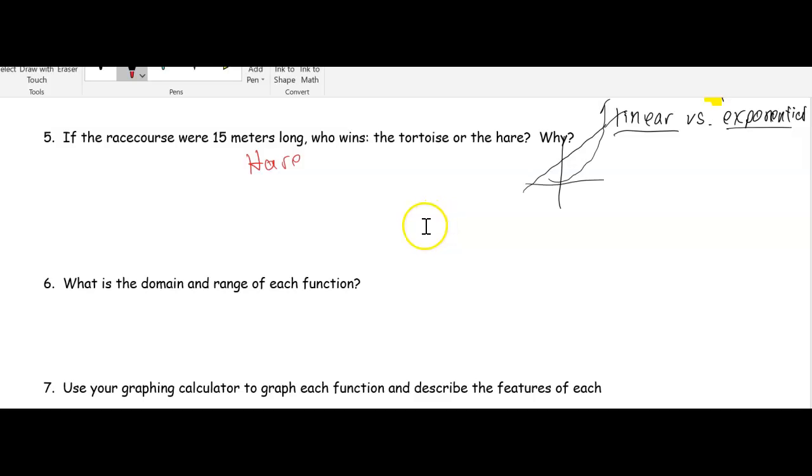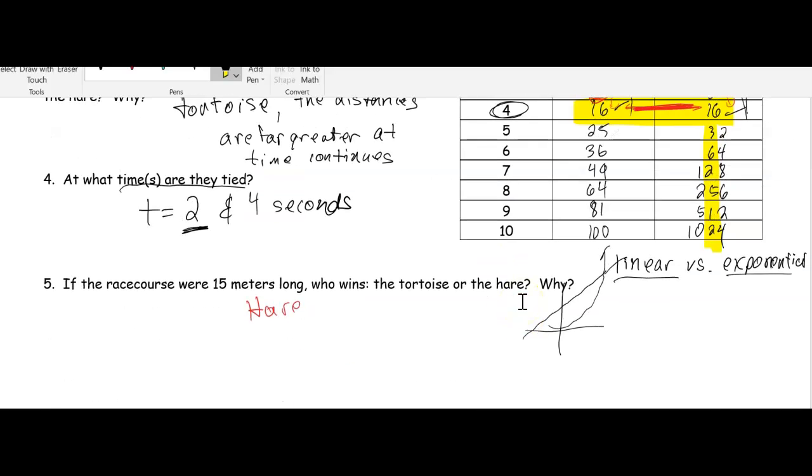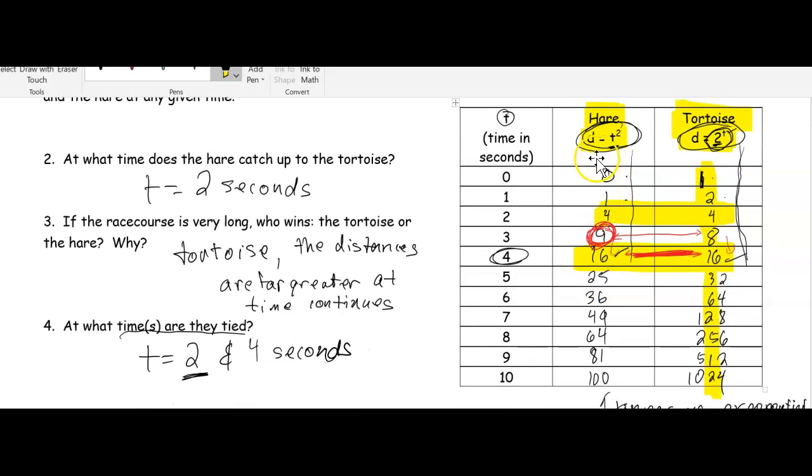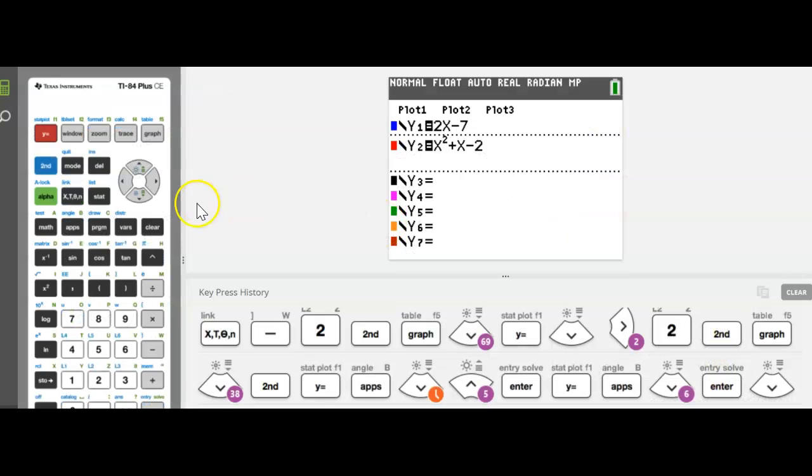All right, so now number 6. This is asking what is the domain and range of each function. So what we want is the actual function itself, not just your table. The table stops at 10, but we want the actual function. So if we look at this quadratic equation, try to do these two. Let me graph this for you, y equals x squared. And then you tell me what you think your domain and range was on this.